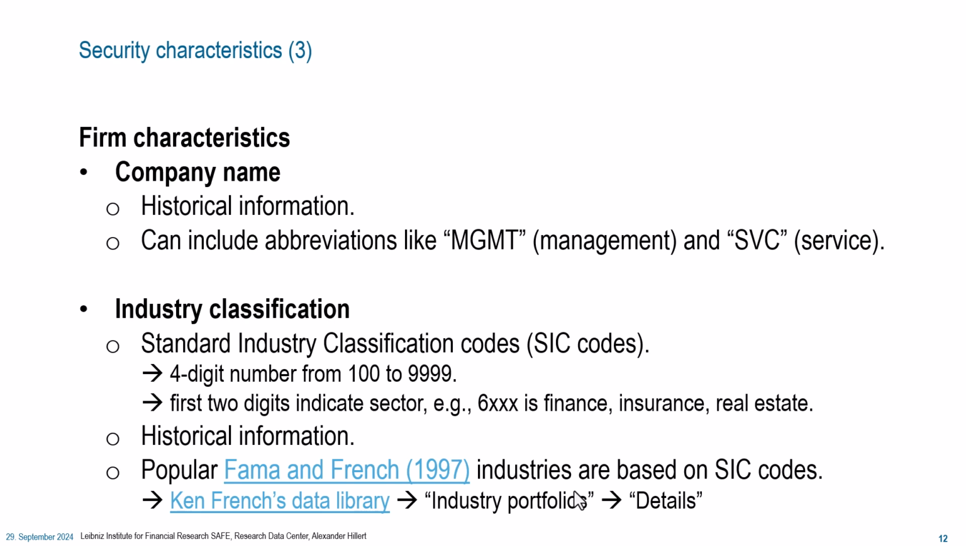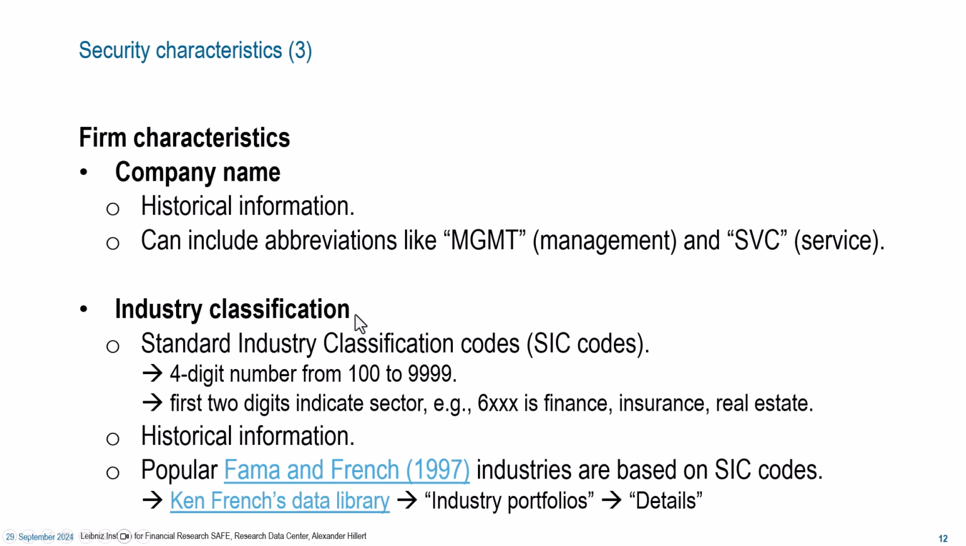One disadvantage of the CRSP company names is that they can include abbreviations. For example, MGMT in the company name stands for management, or SVC stands for services. You've also seen that in the previous example where we have MFG, if I remember correctly, which is manufacturing. So it's a bit cumbersome to work with these company names, but it's the only way where you can get historical company names going back almost 100 years.